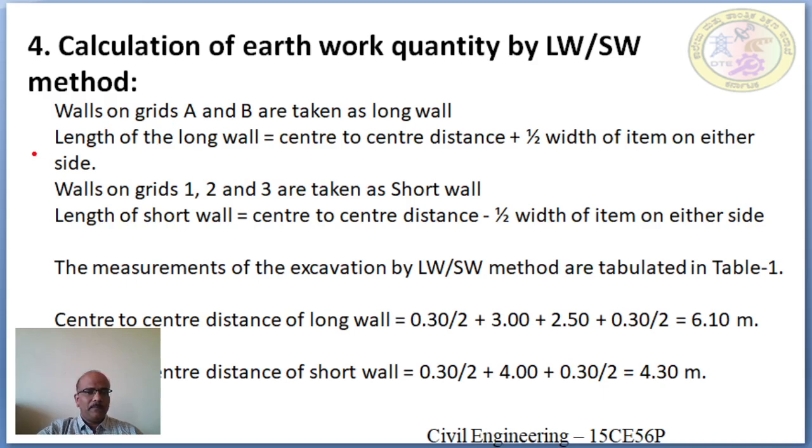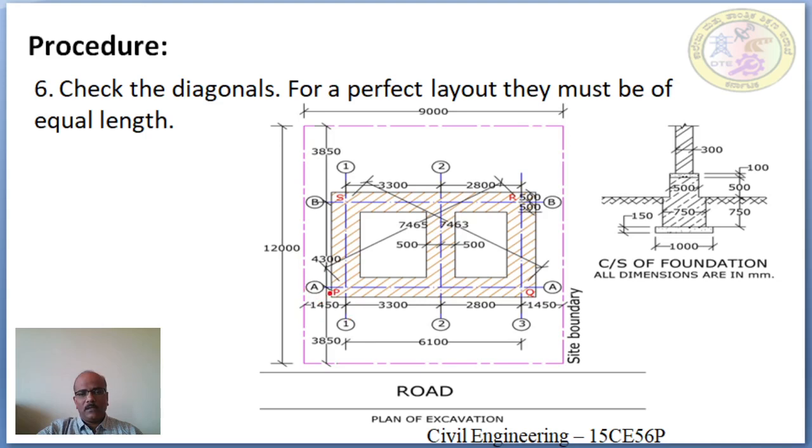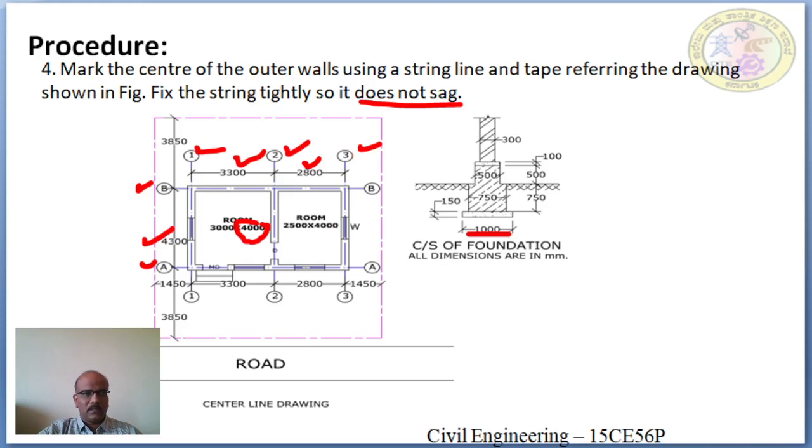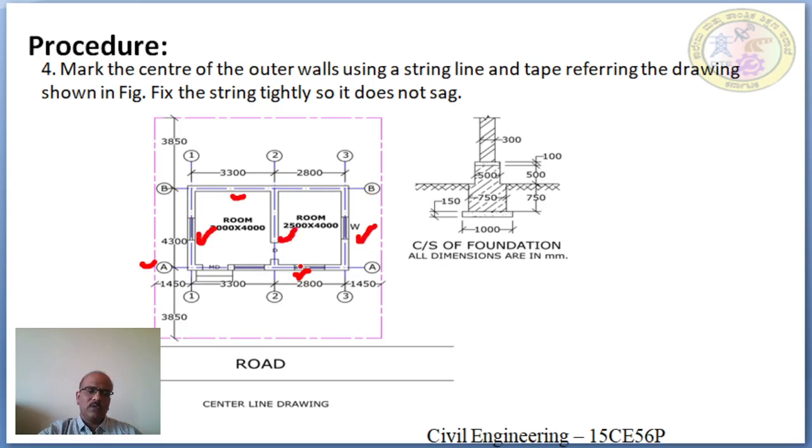The walls on grid A and B are taken as long walls. We'll refer to the center line drawing now. I will erase these markings. Now this one and this one, the wall on grid A and the wall on grid B, are taken as long walls. These three will be short walls: the vertical walls will be short walls and horizontal walls will be long walls.